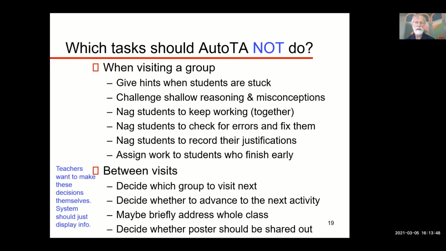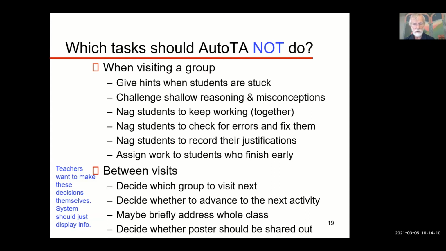Okay. Now, what tasks should the auto TA not do? Well, basically those between-visit ones. The teachers want to make all those decisions themselves. The system should just display the info. For example, we asked them, would you like us to tell you what group to visit next? And they thought about it and they said, no, I don't want you to tell me that. I want to decide that.